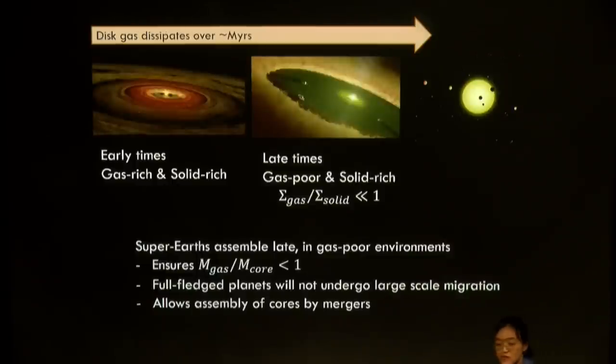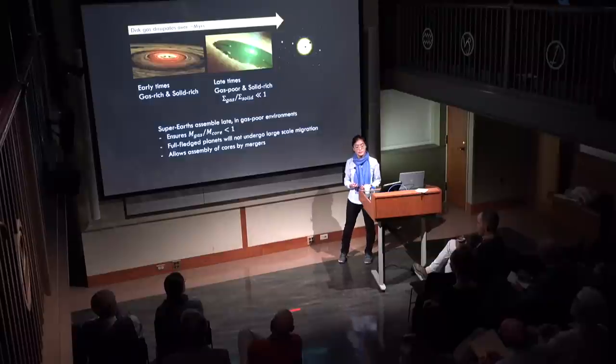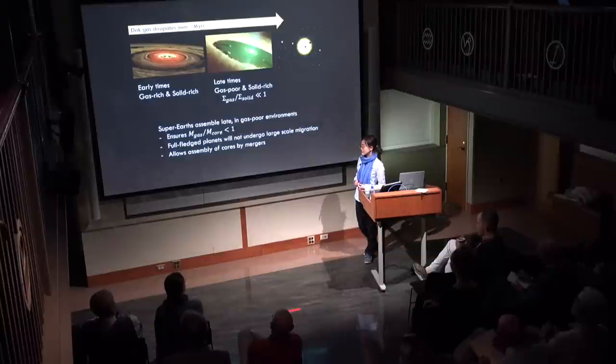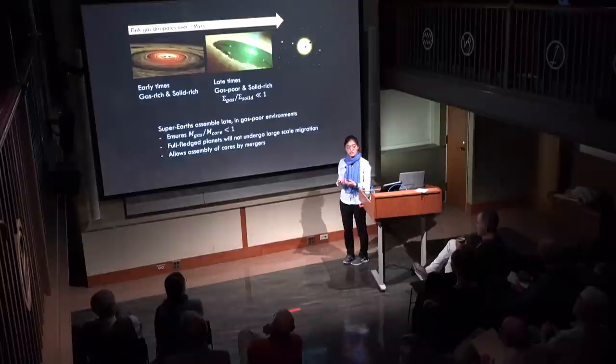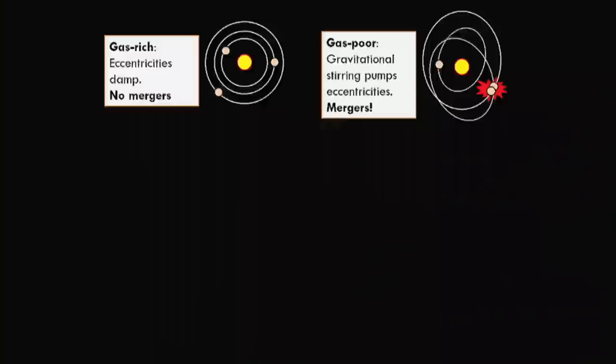Furthermore, there's a physical reason why we might expect this late-time assembly of these planets. If you want to form a planetary core by major mergers, in other words, giant impacts, then those giant impacts actually require a gas-poor environment. When it comes to giant impacts, gas actually becomes your enemy. Gas tends to damp away the eccentricities of these rocky bodies, and once you have a system of circular orbits, you're not going to have mergers. You need to get rid of the gas so that the gravitational stirring between those bodies can pump each other's eccentricities to allow the orbits to cross and allow the cores to merge.